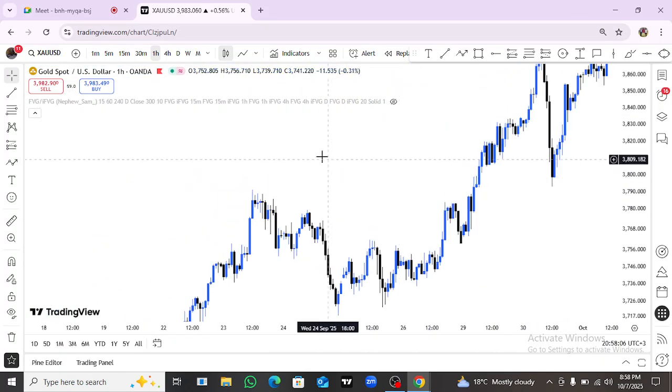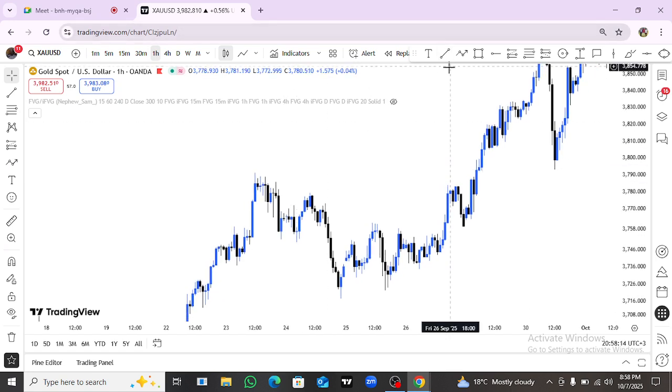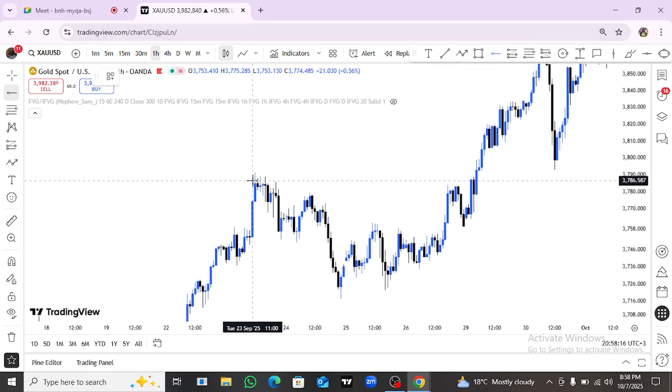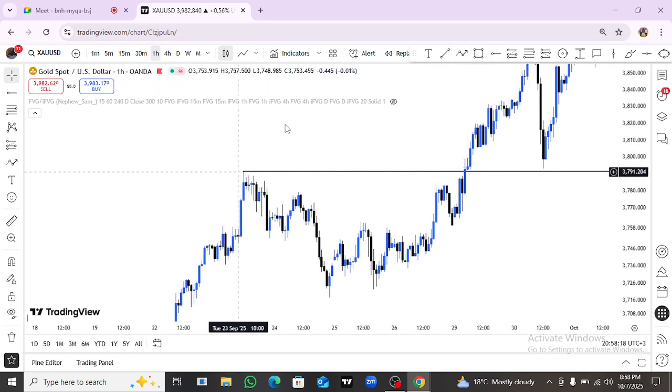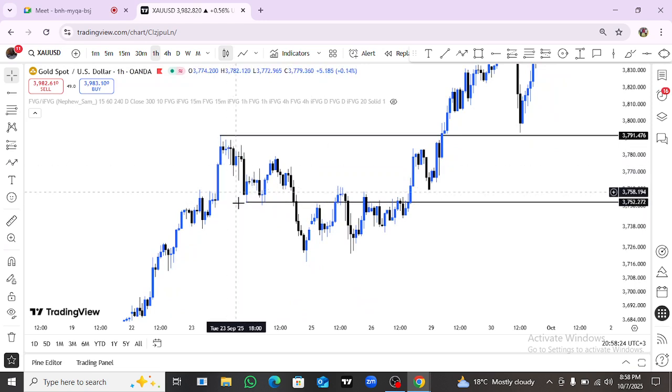So let's start from here. You can see this was the highest point that price had reached, this level of 37,787. So this one is the old high. Then over here, this one was my old low, because this one was a high, low, high, low.